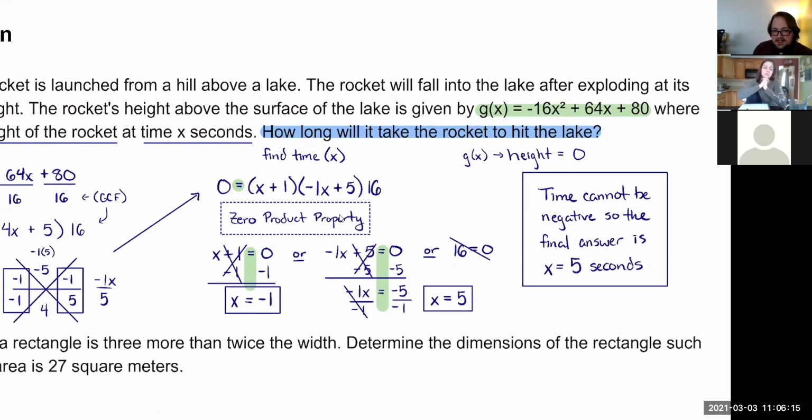But what this tells me is the question was, how long will it take the rocket to hit the lake? 5 seconds. So from the moment that it launches to the moment that it hits the lake, it is in the air for a total of 5 seconds.